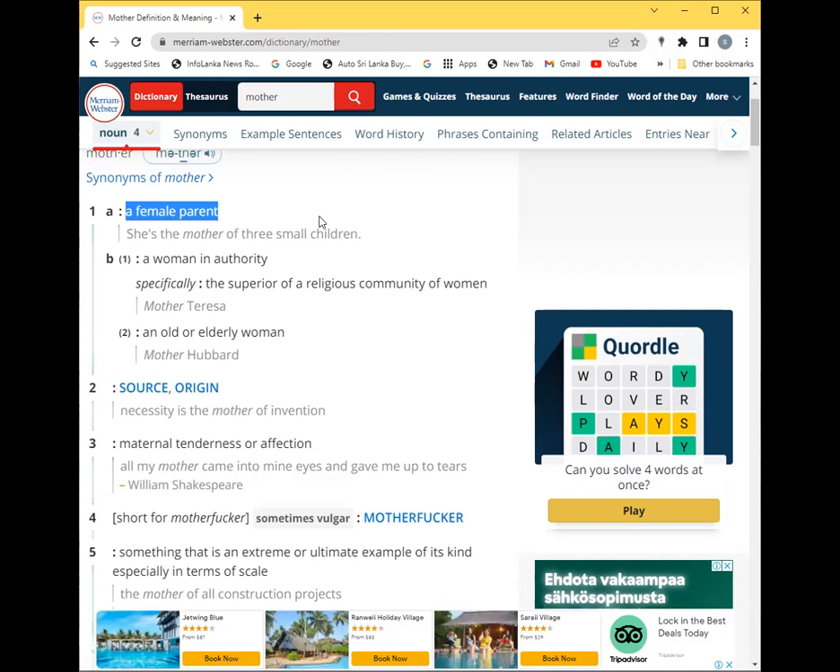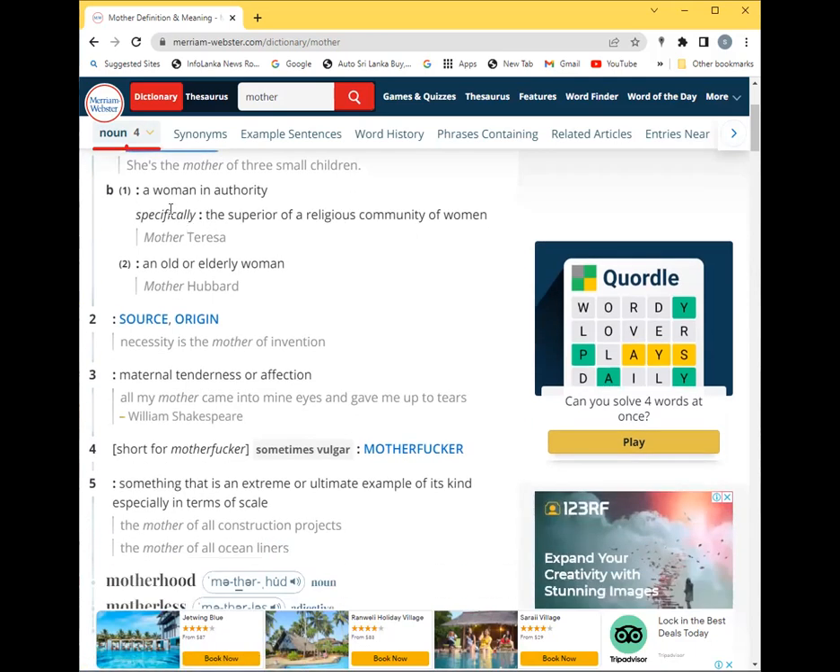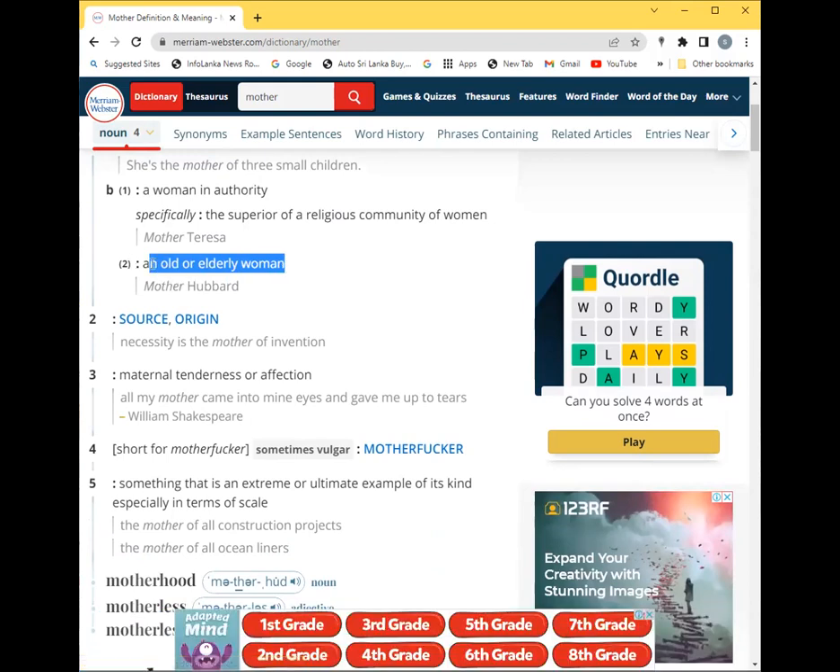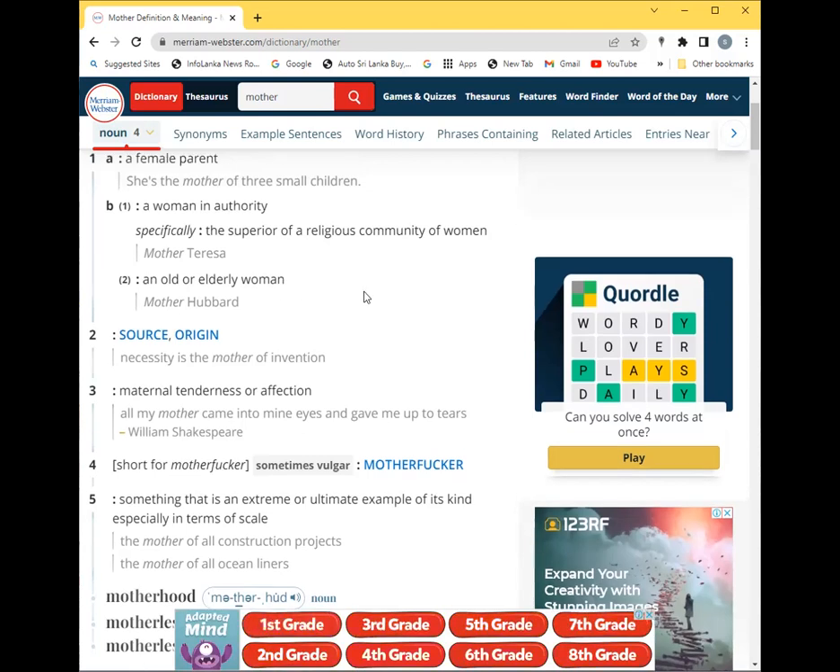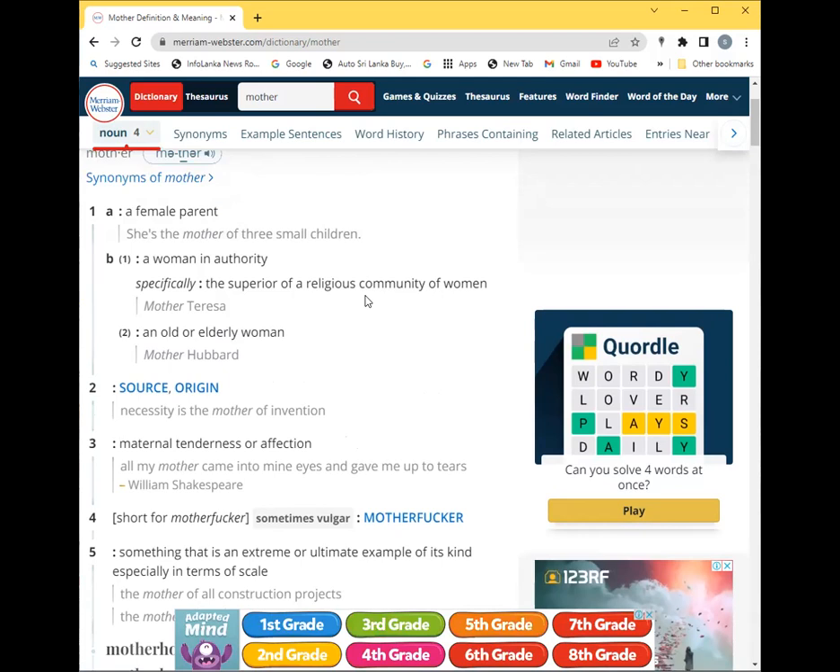Before the word mother, write down a female parent. Denotative meaning. There are other meanings too: a woman in authority, or an old or elderly woman. There are other denotative meanings. Then what is denotative meaning? A meaning of a word from a dictionary.